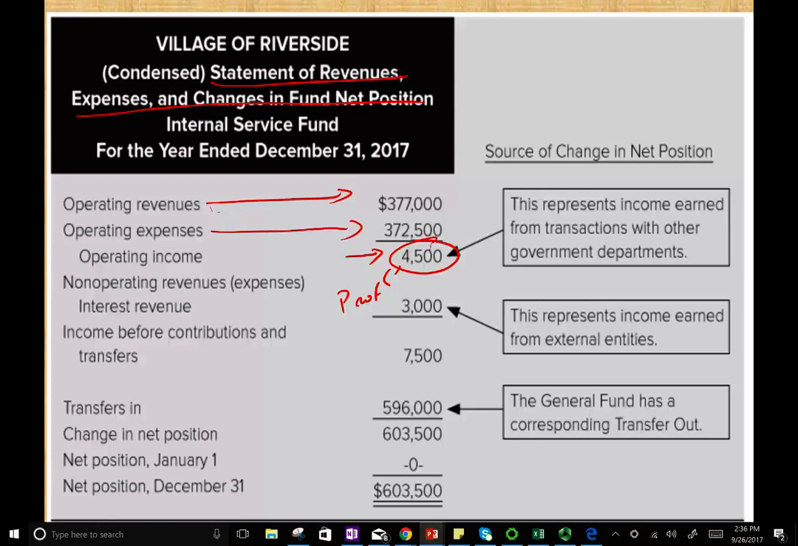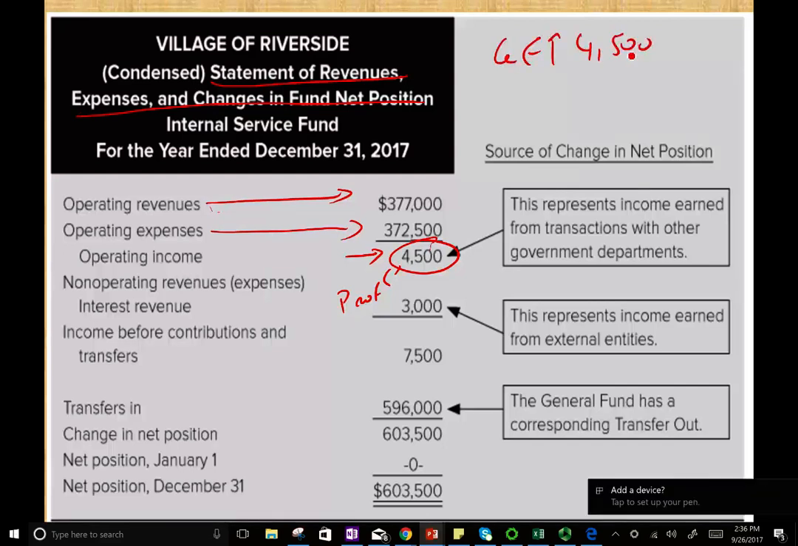So what do we need to do? If an internal service fund has a positive operating income, the expenditure reported in the general fund is going to overstate the cost of running the government, because those are both governmental entities. The expenditure is overstated by 4,500, and that overstatement of expenditure is our profit. This is within the same government.